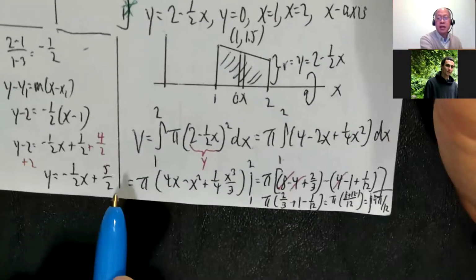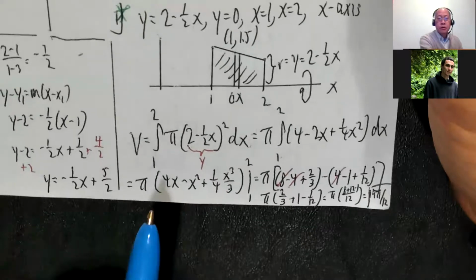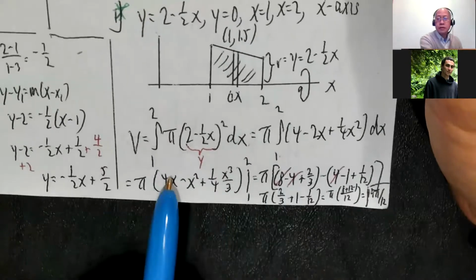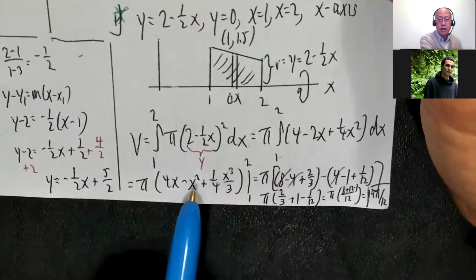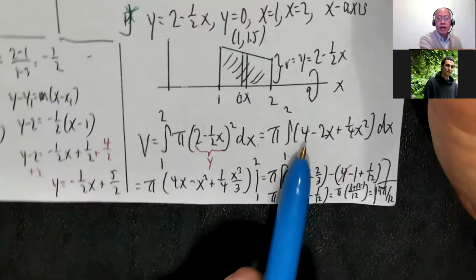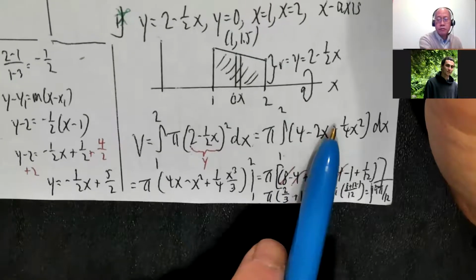All right, so pi is outside. The integral of 4 is 4x. The integral of 2x is x squared, or minus x squared. So if I just do the power rule, negative 2x, right? That's negative 2x to the 1.